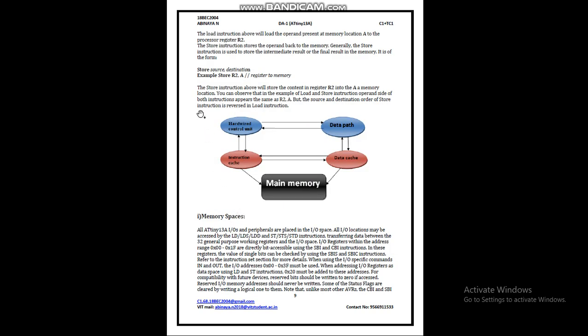And you can see the basic flowchart of the RISC architecture. This is the main memory, this is the hardware control unit, this is the data path, this is the instruction cache, and this is the data cache. The process works as per the flowchart. And you can see this is the memory space of the architecture.